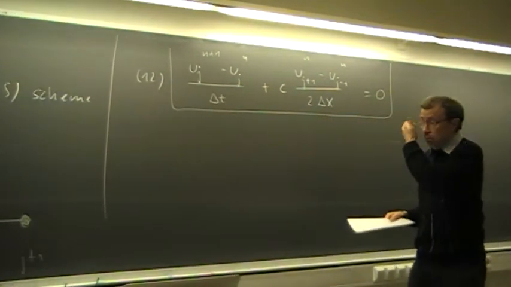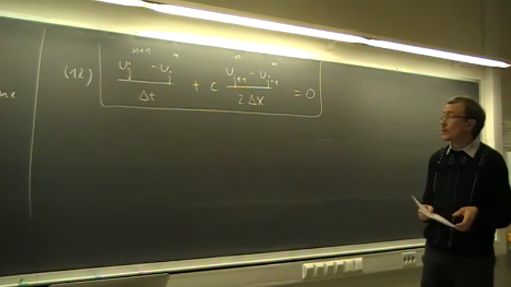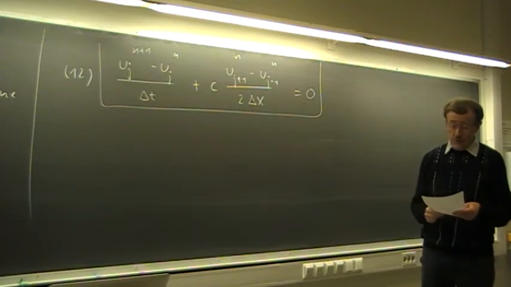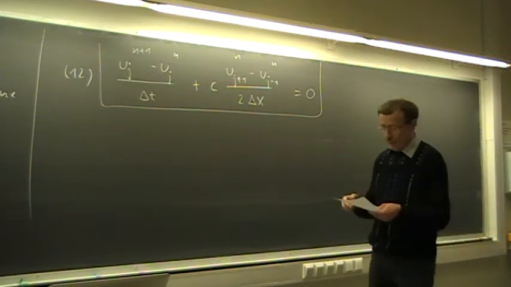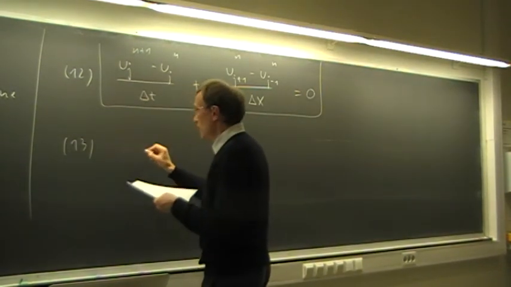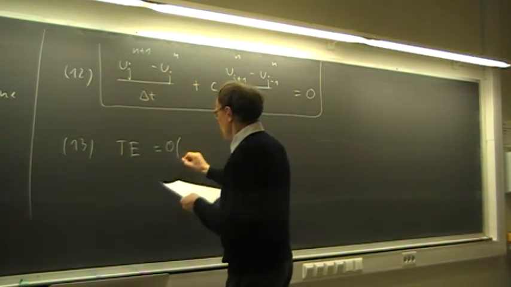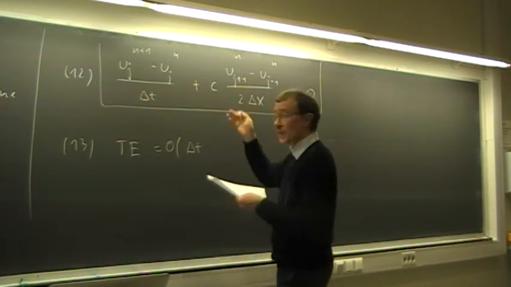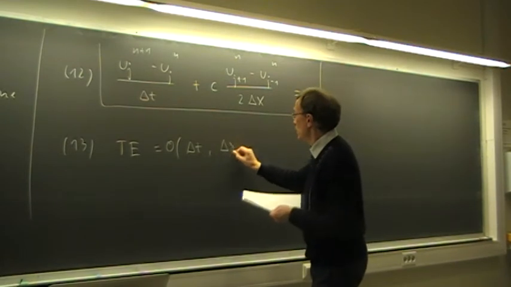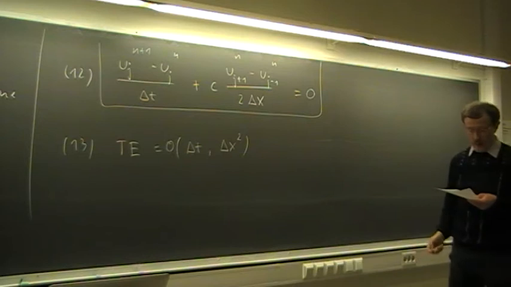So this is essentially done without thinking too much, and it turns out it will not be such a good idea. But first we try to analyze it. We can find out by doing Taylor expansions that the truncation error is of order delta t, because it's explicit Euler in time, first order in time, and because we are central in space, second order in space. So that is a good thing, that it's second order in space.